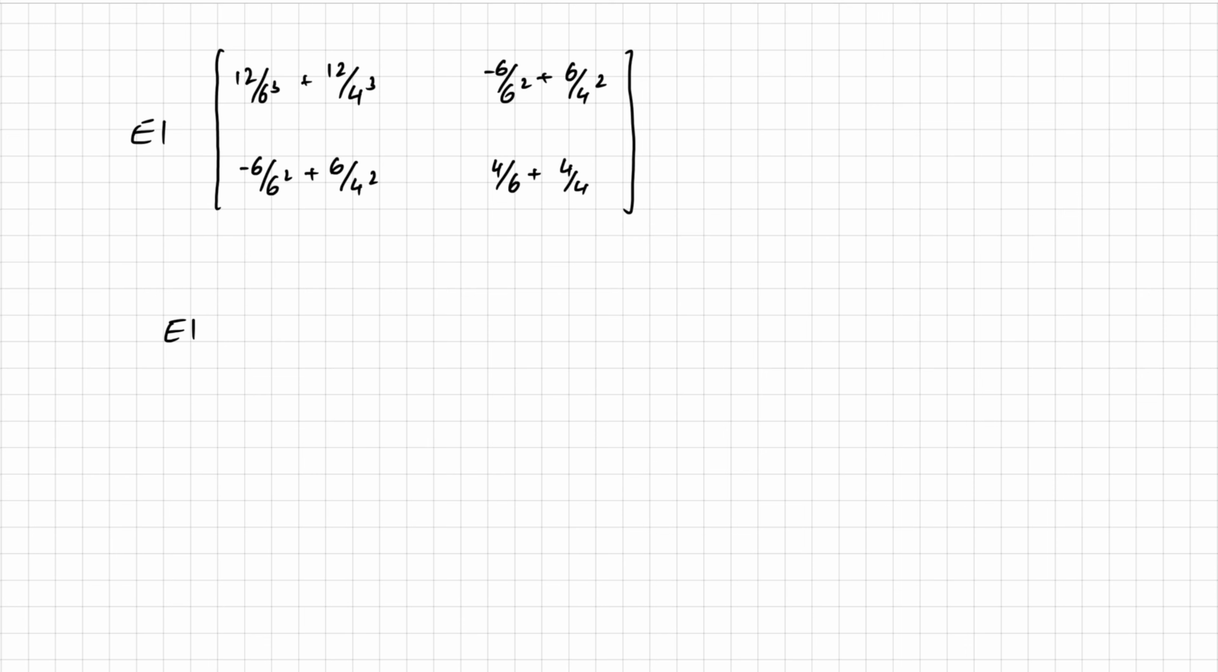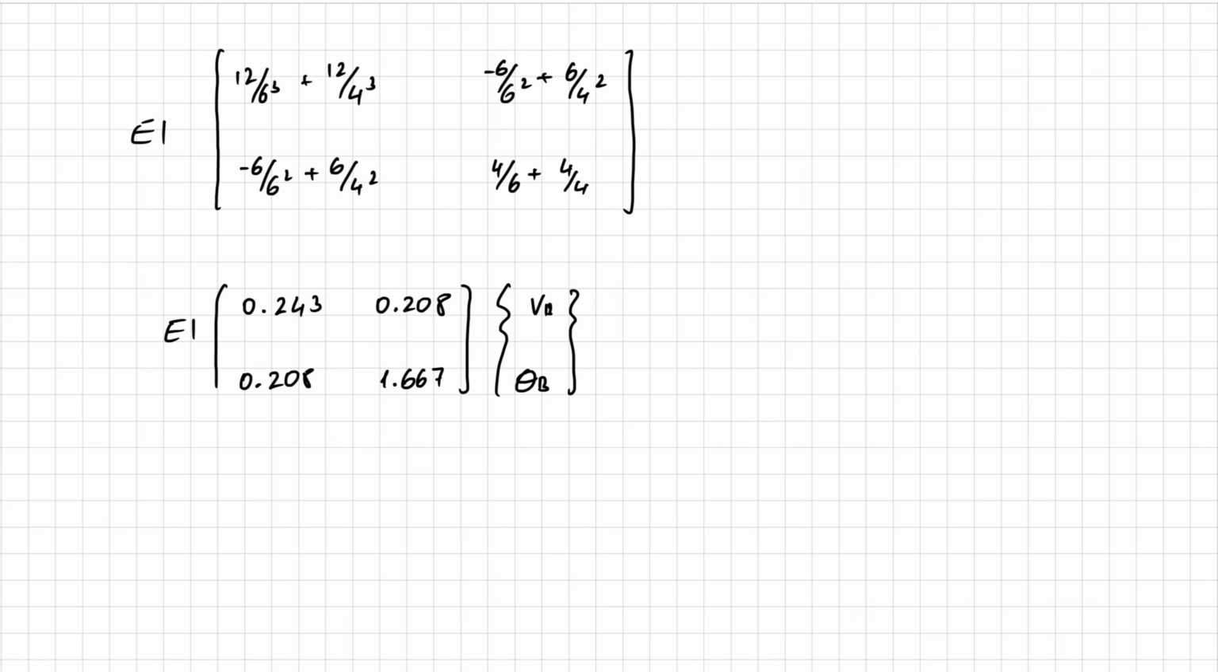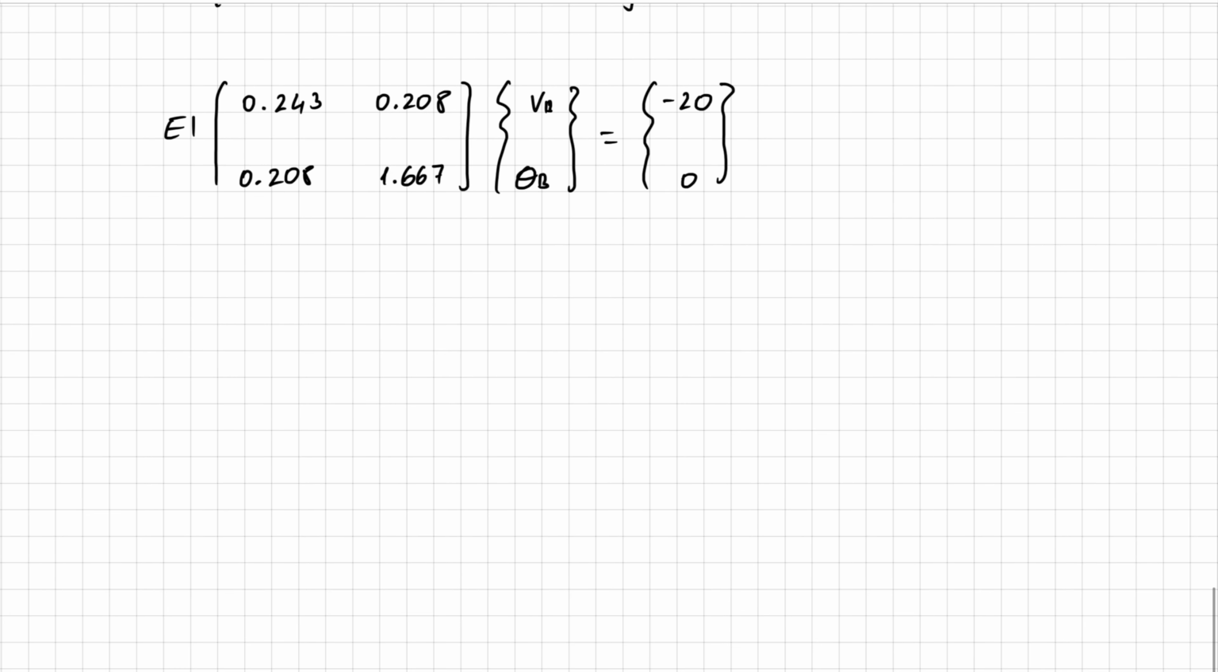So I've got EI, and here I've got 0. If you just calculate it, 0.243, 0.208, 0.208, and 1.667, multiplied by VB and theta B, which, by the way, is exactly what I'm looking for, and that equals minus 20 and 0. So I can see that from here I will get two simultaneous equations, and we can write out those equations and solve them.